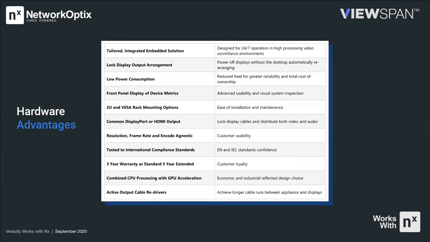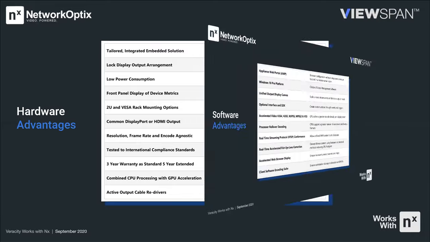Resolution, frame rate, and encode agnostic, tested to international compliance standards, so your FCC, CE, etc. Warranties and extended warranty availability. GPU acceleration is used where possible, which is going to cover 90%+ of the video found on the wire, and active output redrivers to allow us longer cable length between the video wall appliance and the screens in the control room itself. So that's the hardware advantages.